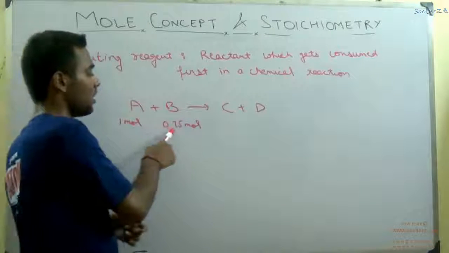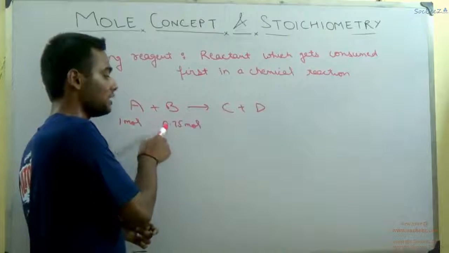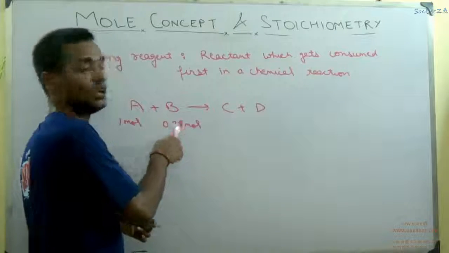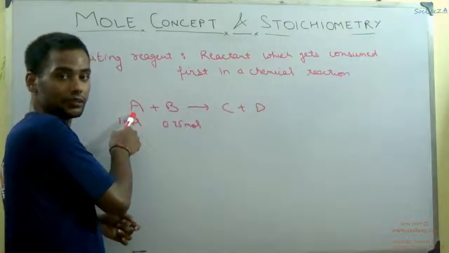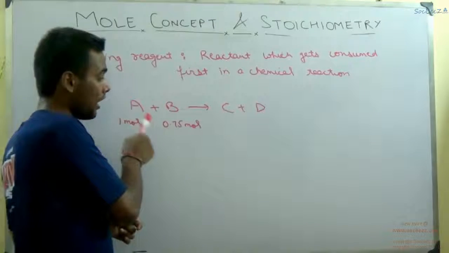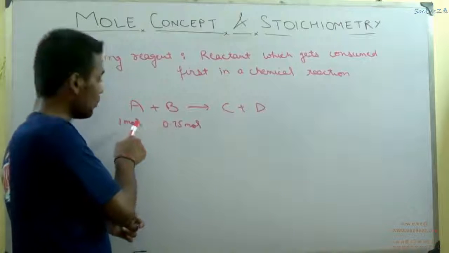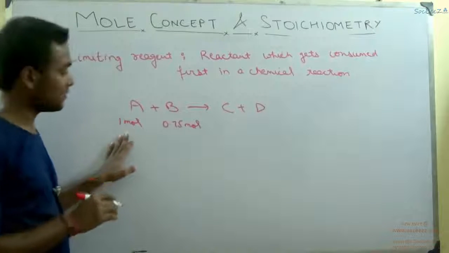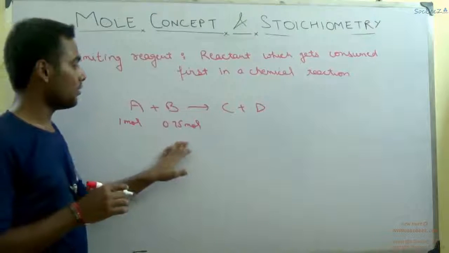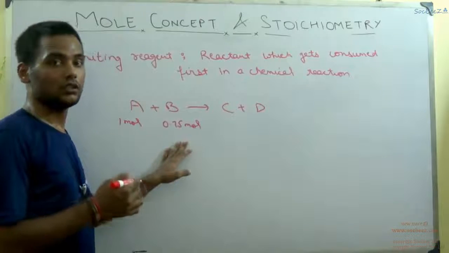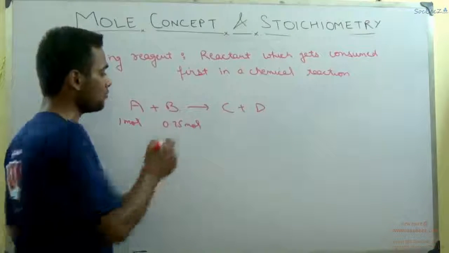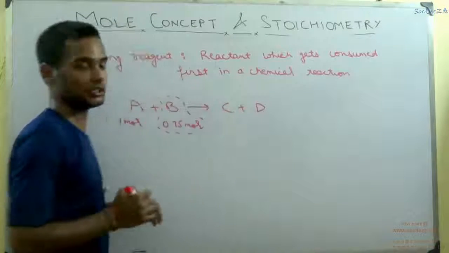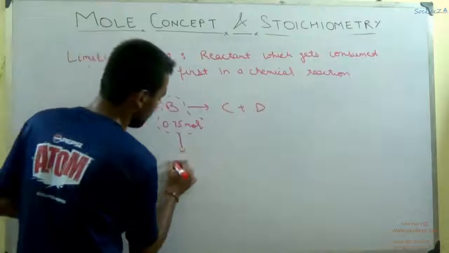Now since there is only 0.75 mole of B present, 0.75 mole of B will combine with 0.75 mole of A, and 0.25 mole of A will be left in this particular reaction as reactant. So B is consumed before A, and hence the amount of B determines the amount of product in this chemical reaction. Therefore B is known as the limiting reagent.